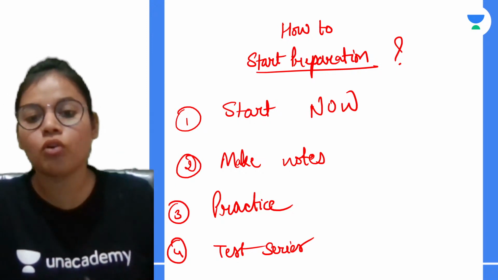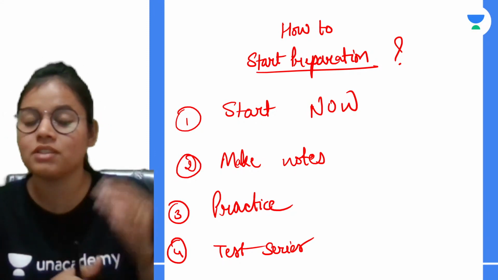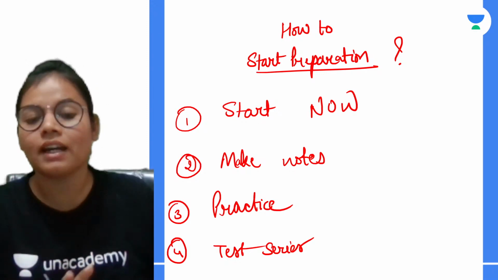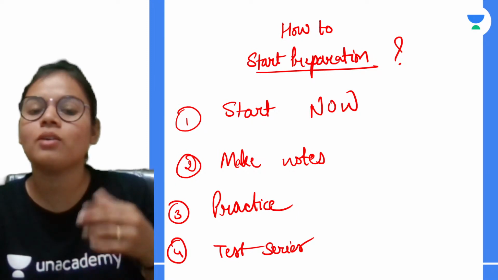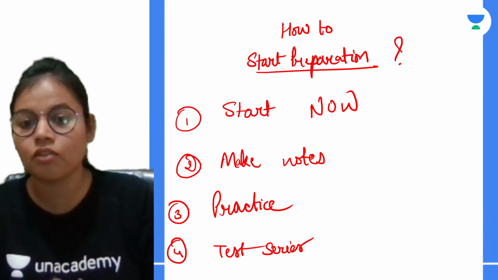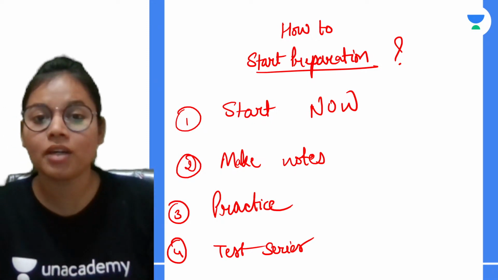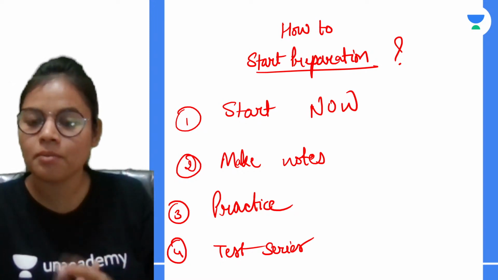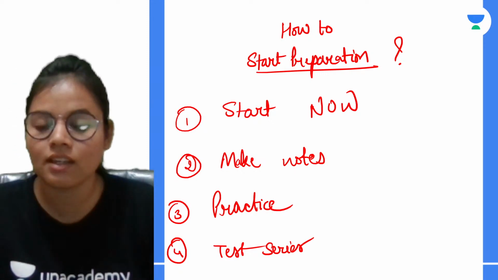So these are 4 things. First of all, you can start right now. Don't wait for the right time. This is the right time. You can make your own notes, and when we start making notes from the very beginning, it will be very easy in your examination time. You won't have to rush here and there for notes. Practice as much as possible, especially the numerical part, be it in chemistry, physics, math, anything. Practice will make you perfect. And the last one is you can enroll in the test series.